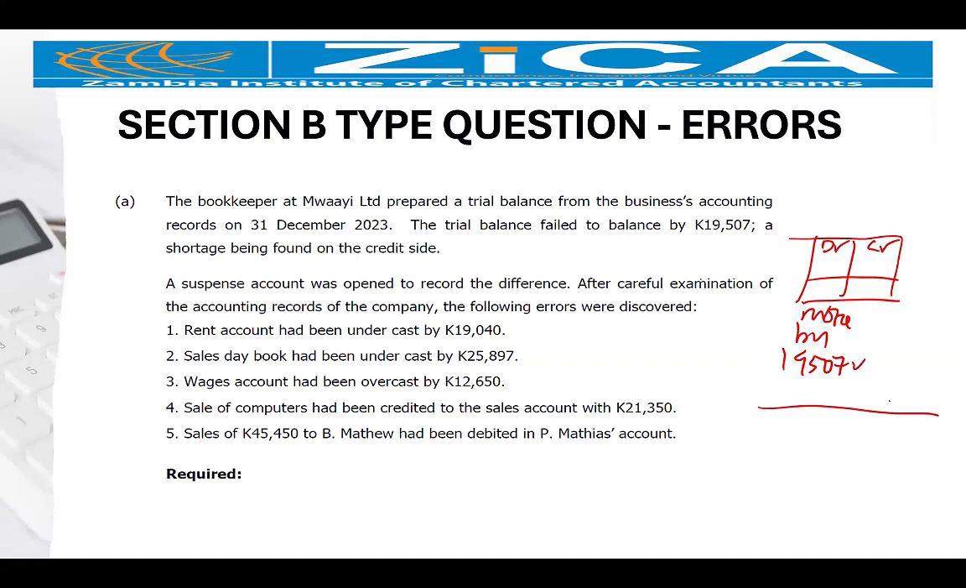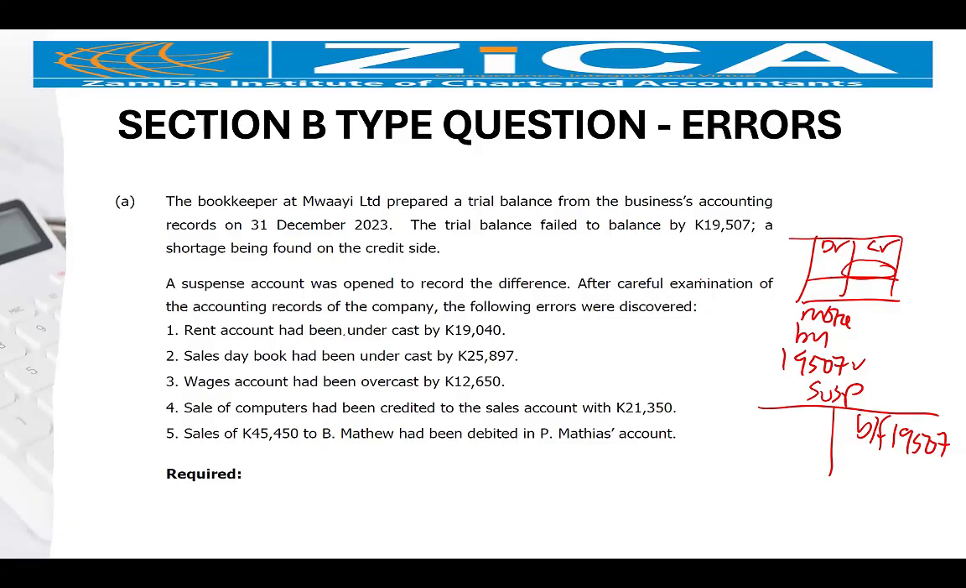So where it comes to the drawing up of a suspense account, by virtue of the side which is less, that's where the difference must go to sit. So 19,507 here, it has to be placed on the credit of the suspense account. And when we read the sentence, a suspense account was opened to record the difference. After careful examination of the accounting records of the company, the following errors were discovered.